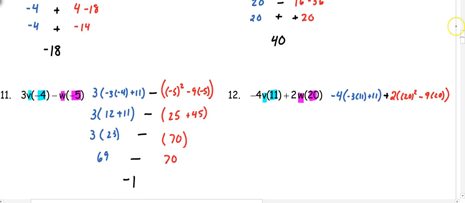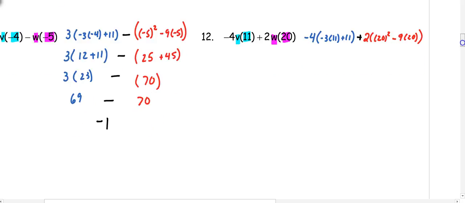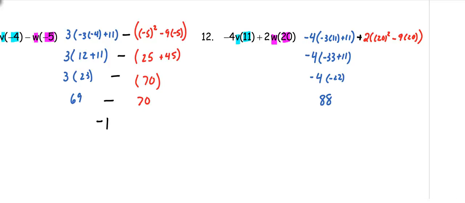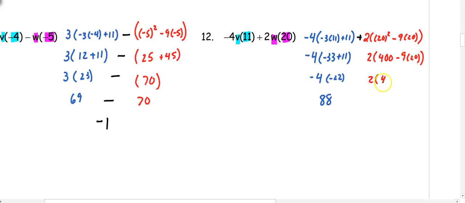So I'm going to go through and solve each part of the equation and then add those answers together. So first we get negative 4 times negative 33 plus 11, which is negative 4 times negative 22, which gets us 88. And in red we get 2 times 400 minus 9 times 20, which is 2 times 400 minus 180. 400 minus 180 gets us 220.